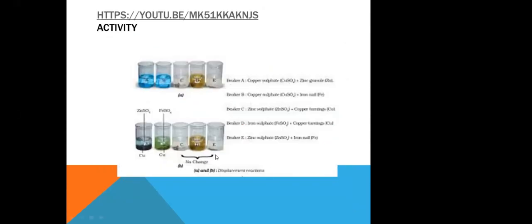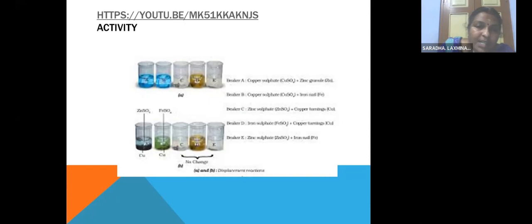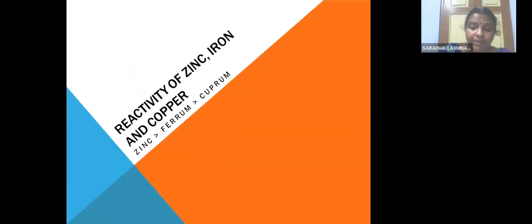And this activity is given in our textbook. A very important activity where 5 beakers are taken, wherein we are going to take copper sulfate in 2 beakers, and then zinc sulfate, and then iron sulfate, and another one again zinc sulfate. And depending upon the reactivity, we are going to add the first one zinc granule, second iron nail, and then the copper turnings, and then again copper turnings and iron nail. A very interesting and nice experiment: in the first 2 beakers alone the reaction will happen. The last 3 don't show any reaction.